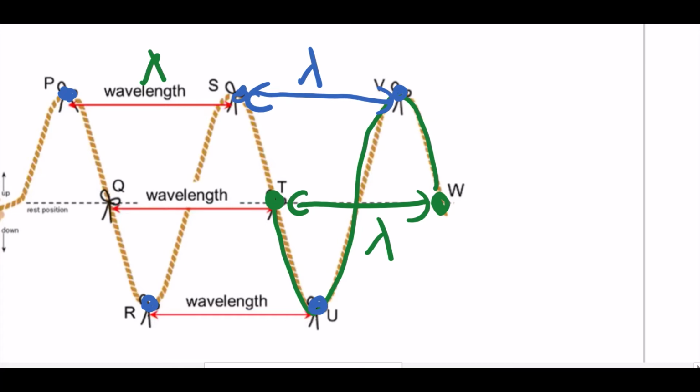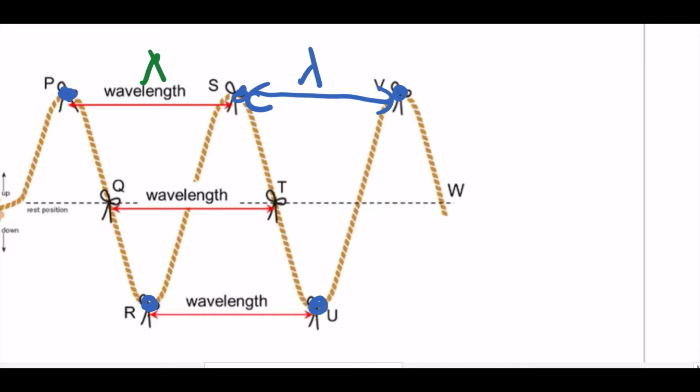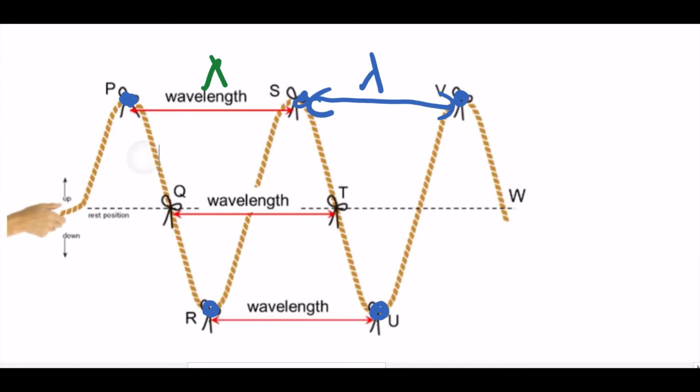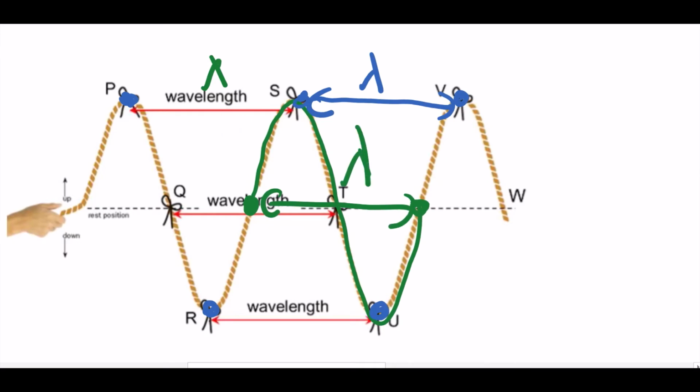Okay, so you can practice on your own to find another possible way to draw a wavelength. Maybe we can start from here. This is also another equilibrium position. So how does one full wave look like? It looks like this. Okay, so this to this is also one wavelength, lambda.